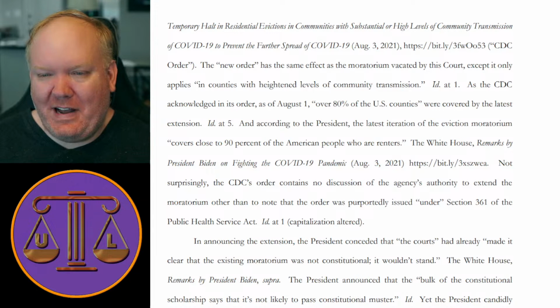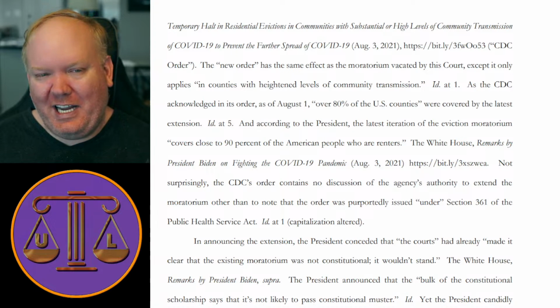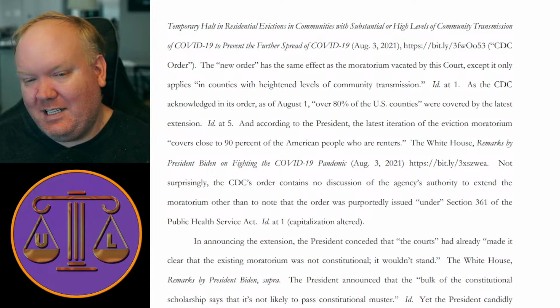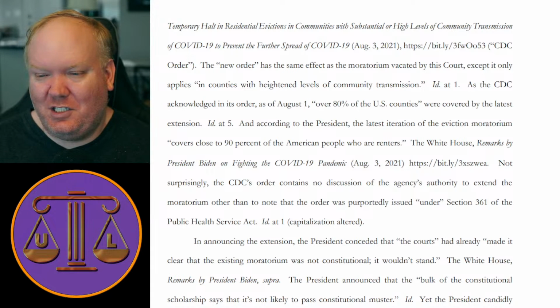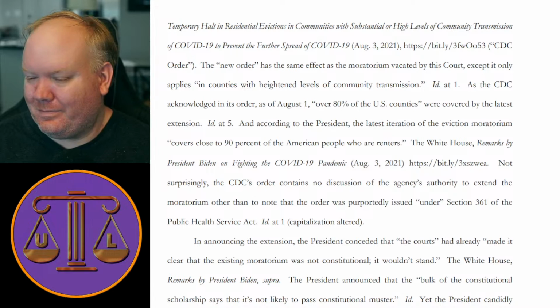the new order had the same effect as the moratorium vacated, except it only applied in counties with heightened levels of community transmission. As the CDC acknowledged in its order, over 80% of U.S. counties were covered by this extension, however. And according to the president, the latest iteration covered close to 90% of American people who are renters. So only heightened, but 90% of the people. So, yeah. Not surprisingly, the CDC order contains no discussion of the agency's authority to extend, other than to note the order was issued under Section 361. Which, I don't know how.